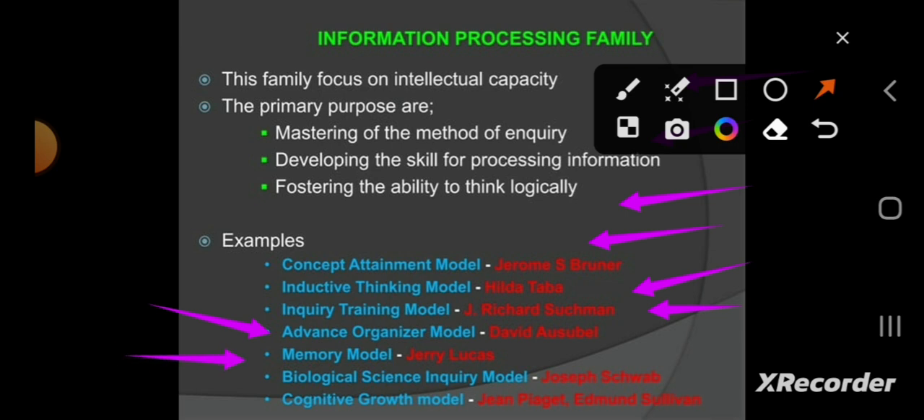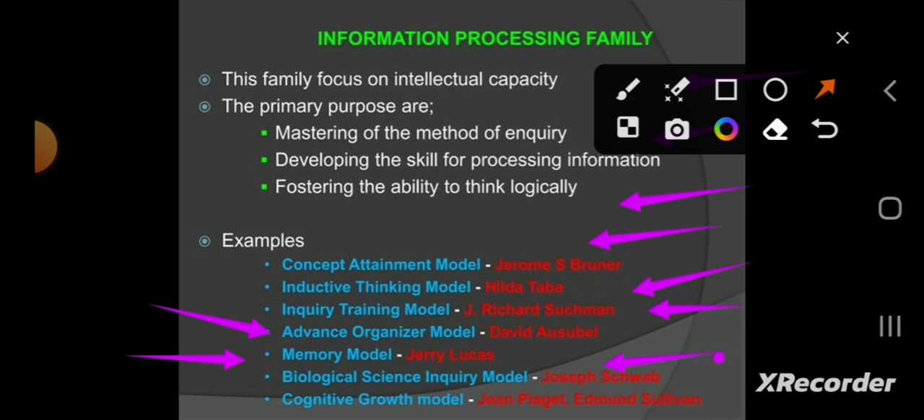Memory Model, Jerry Lucas, focuses on strategies to enhance memory retention and recall, emphasizing techniques such as rehearsal, organization, and meaningful learning to improve long term memory.